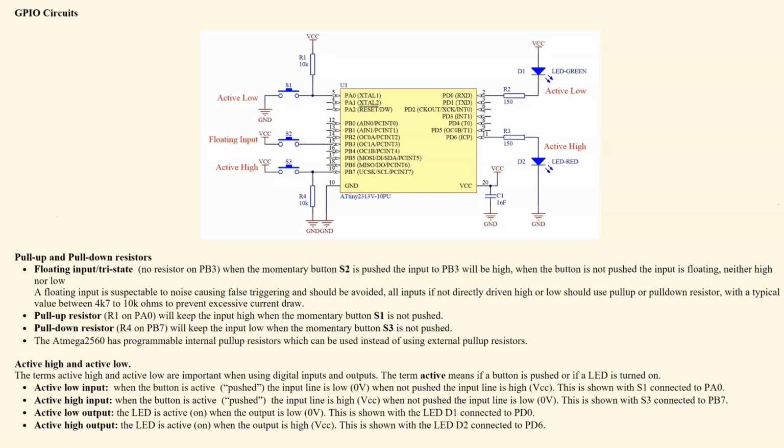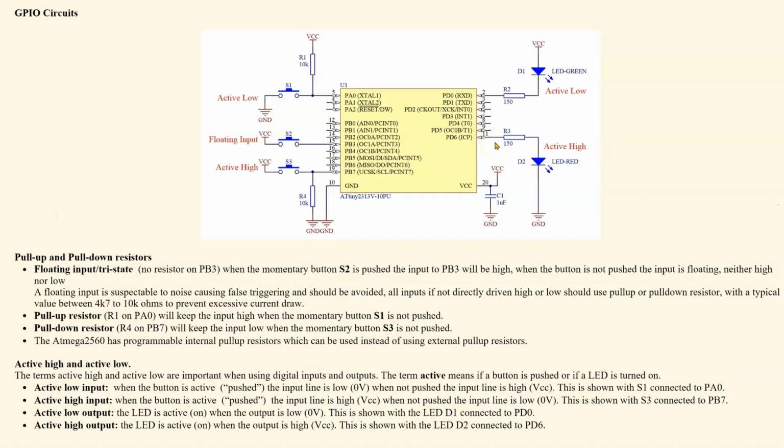Active high and active low describe the state of an input or output when a component, such as a button or LED, is activated. An example of an active high input is a button connected to PB7, where PB7 is high when the button is active, i.e. pushed. An example of an active low input is a button connected to PA0, where PA0 is low when the button is pushed.